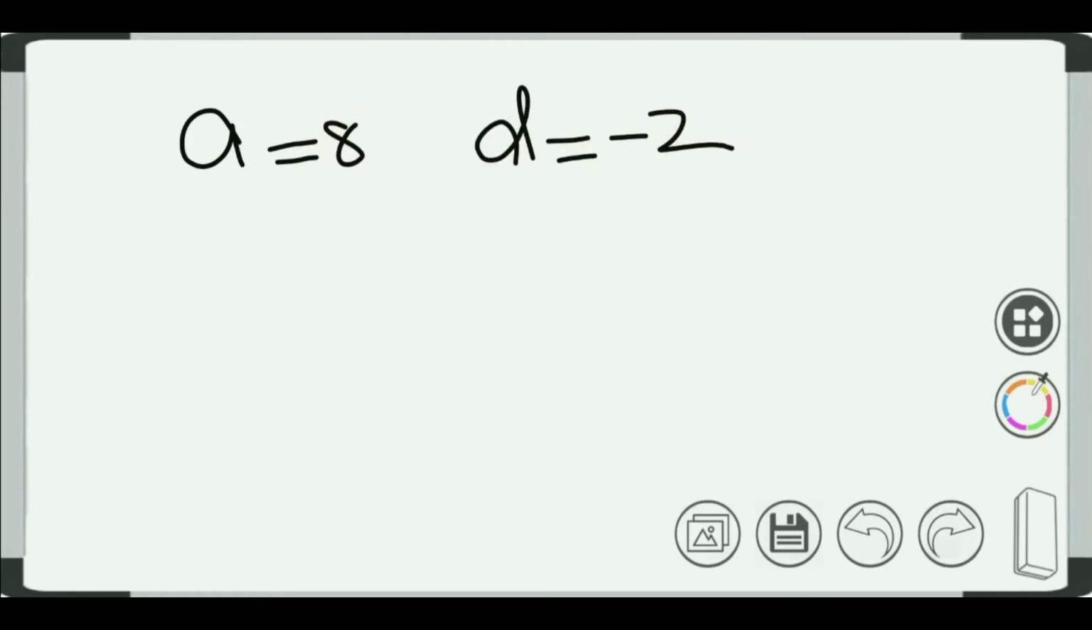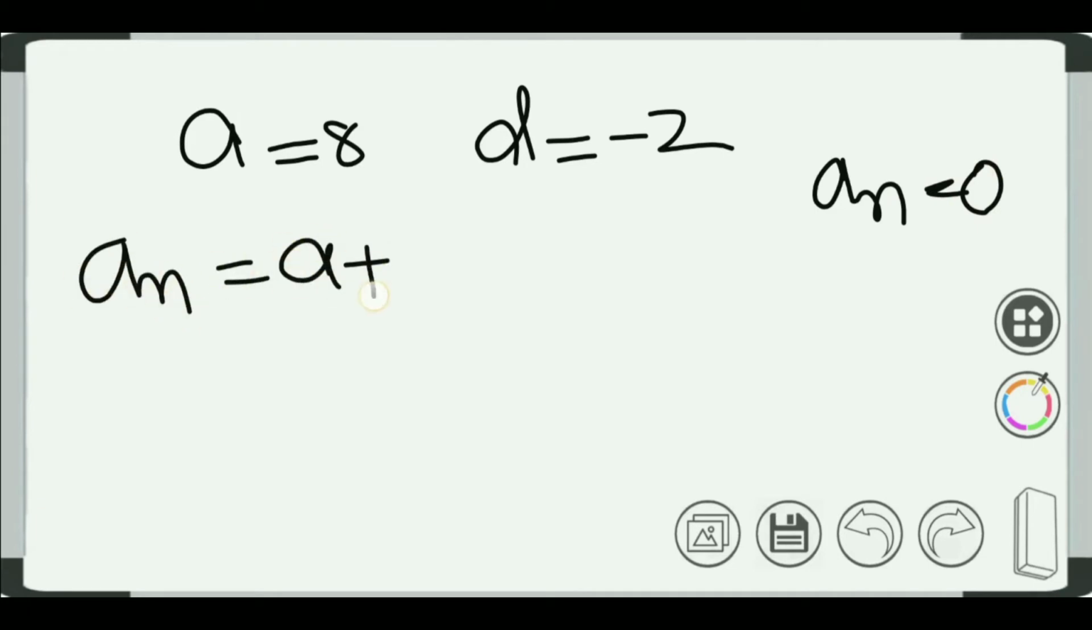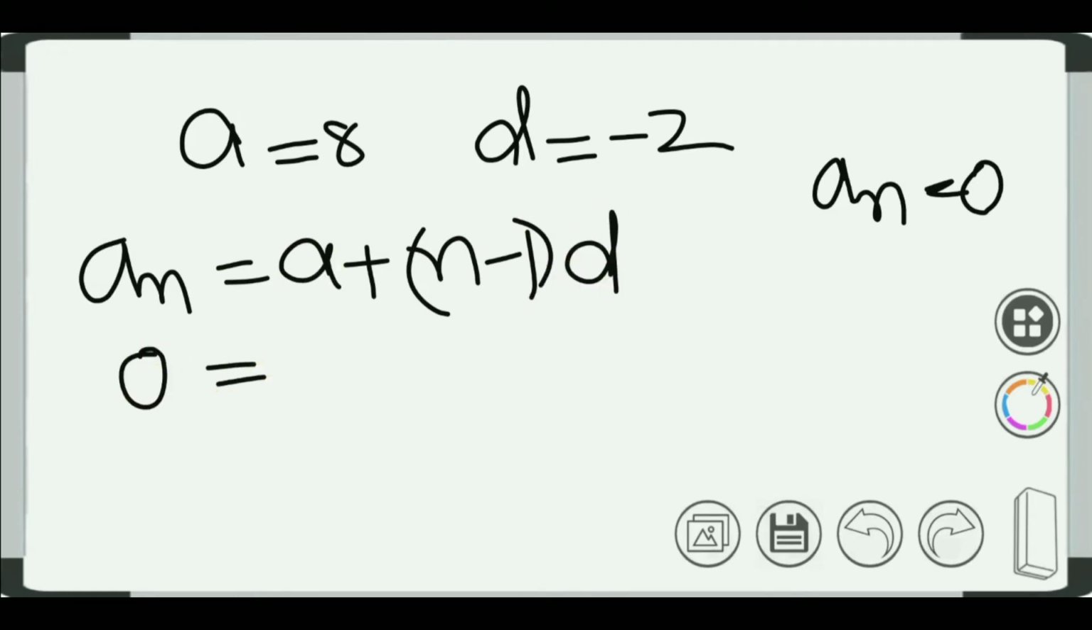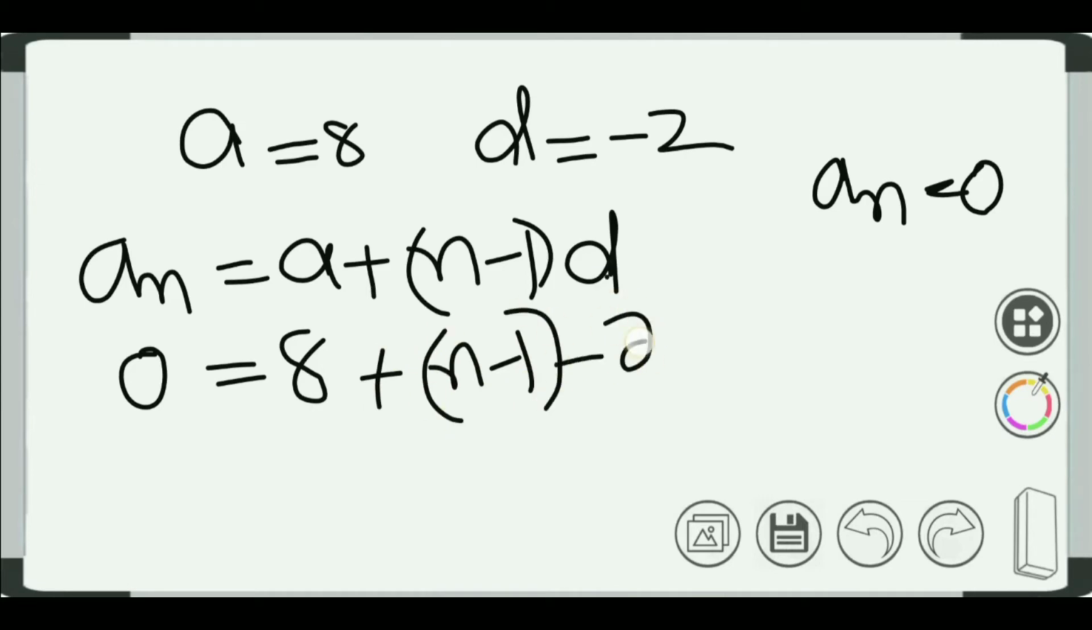Now you need to find which term of this AP is 0. If the question is which term is 0, you can take An is equal to 0 and find the value of N. So An is equal to A plus N minus 1 into D. Here An is 0, equal to A is 8, 8 plus n minus 1 into D, which is minus 2.